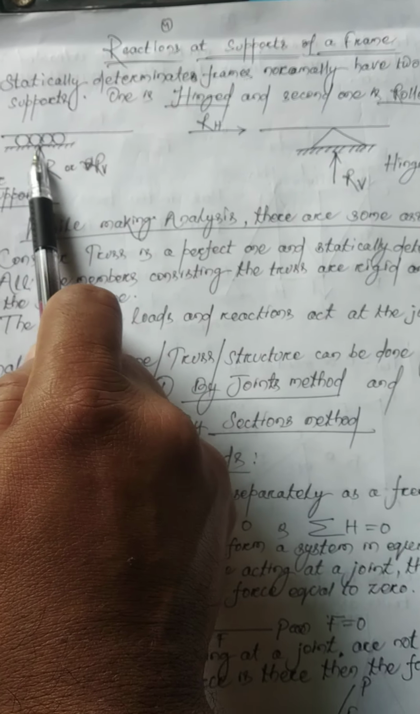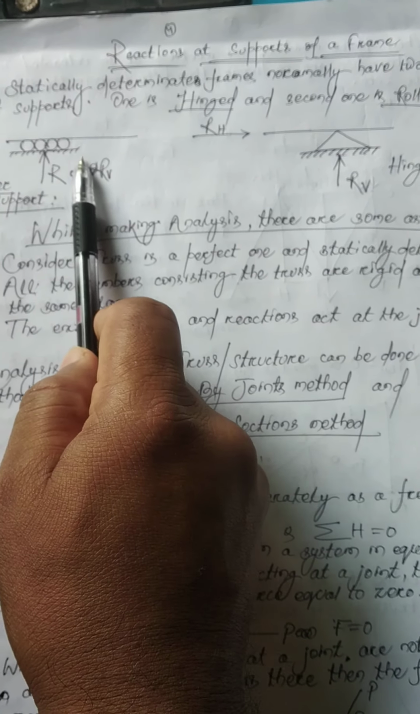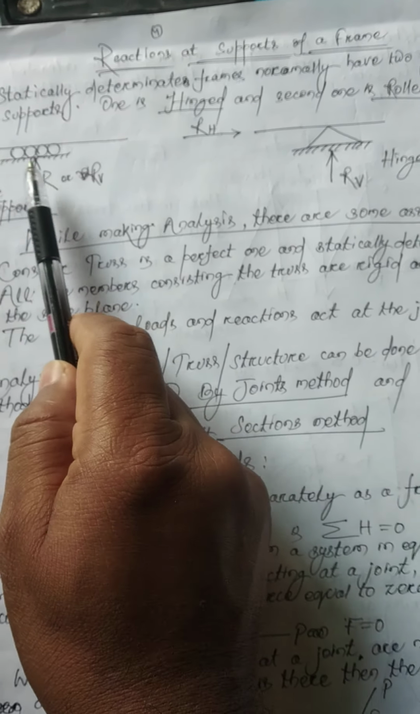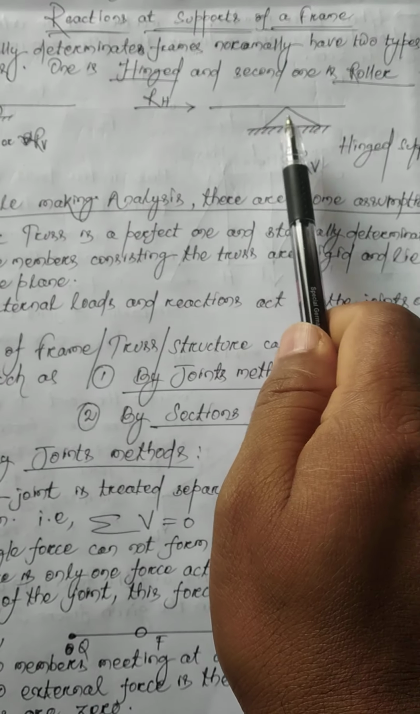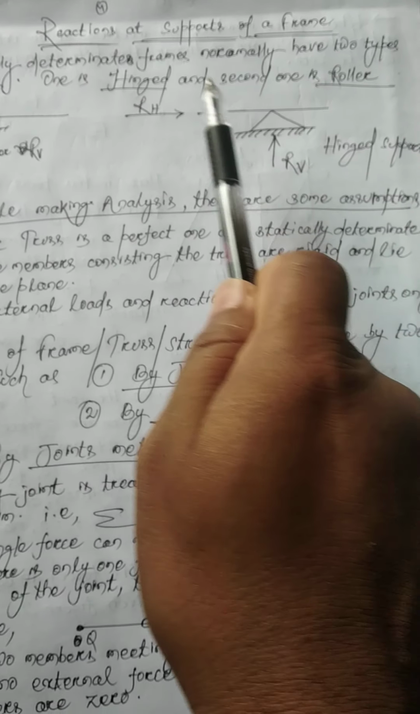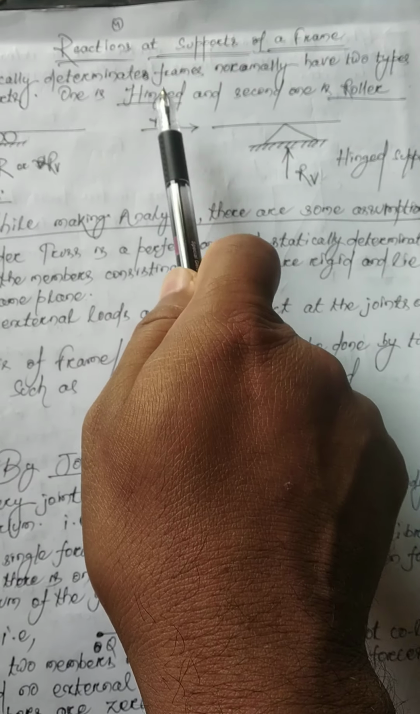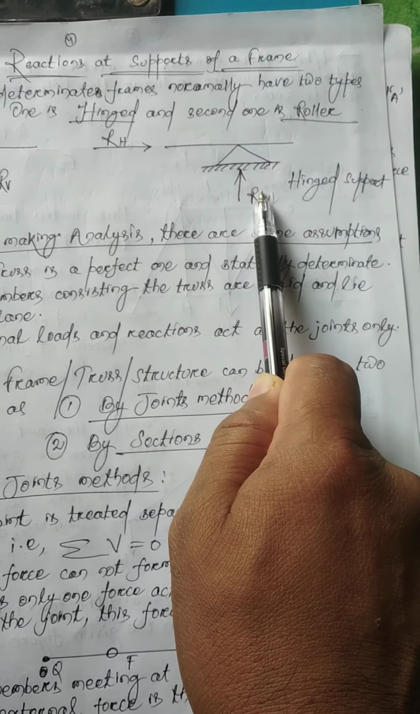So where the roller support is there on the truss, there we are going to find out only the vertical reaction force. But if there is any hinged support, then we are going to find out two types of reaction forces: one is horizontal reaction force, another is vertical reaction force.